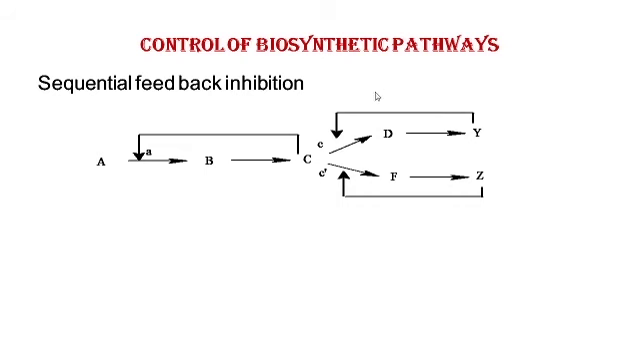And if Y is overproduced, it stops the conversion of C to D, and if Z is also overproduced, it will stop the conversion of C to F also. That is, only under conditions when the amounts of Y and Z exceed in the cytoplasm will you see excess amounts of C in the cytoplasm, which then will stop the conversion of A to B. So this is the sequential feedback inhibition.